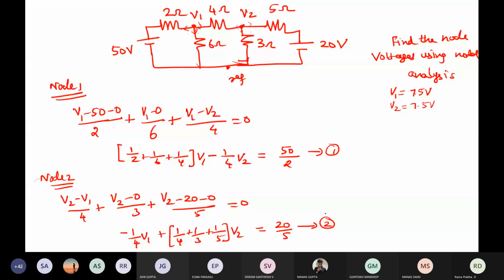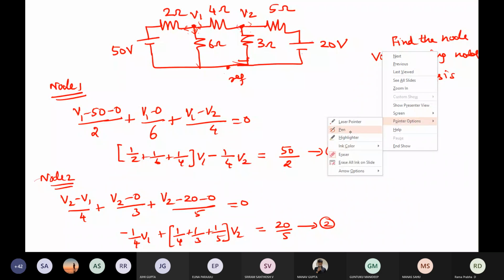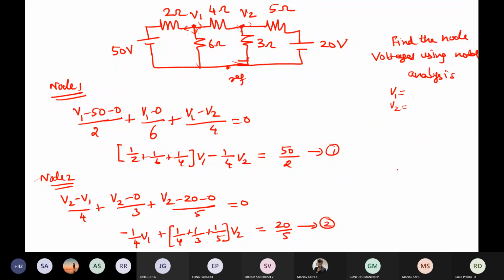Okay, now solve this and see what answer you're getting. Ma'am, the V1 and V2 answer is wrong because I took 10 instead of 50. Oh, okay, then this should be changed. Then update me with the answers of V1 and V2, students. Once you're getting the answer, just update me with the answer.